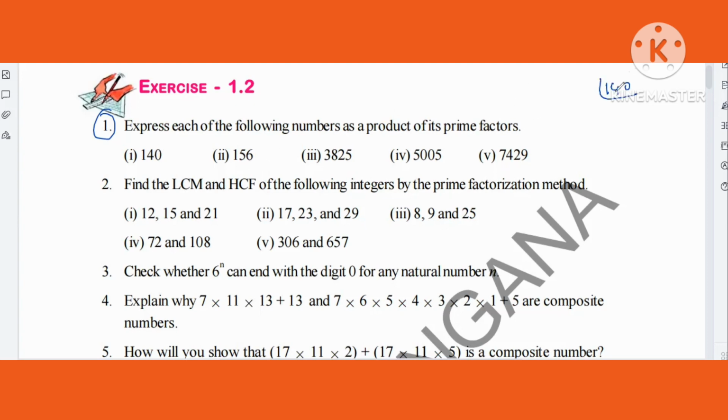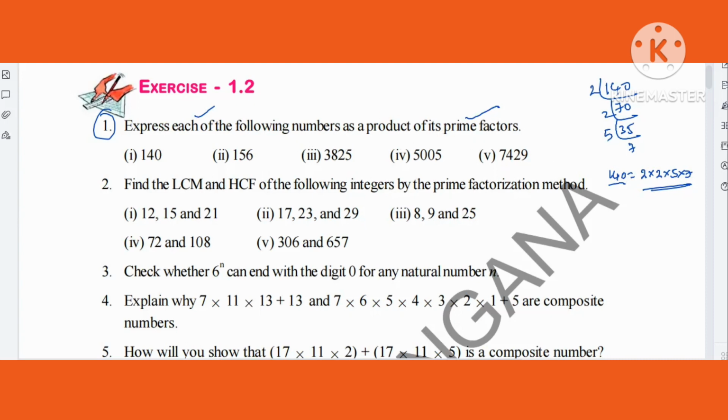Okay. 140 is there. 2 times 70 is 140. 2 times 35 is 70. Now we can't divide by 2. We can go for 3, but with 3 also we can't divide. So we have to go with 5. 5 times 7 is 35. So 140 equals 2 into 2 into 5 into 7. That is the answer. It means we are writing 140 as a product of primes. So these are the prime factors for 140. You can do all these numbers.